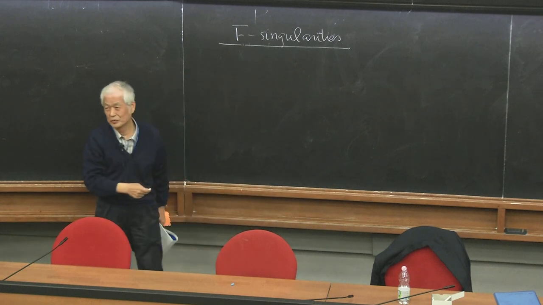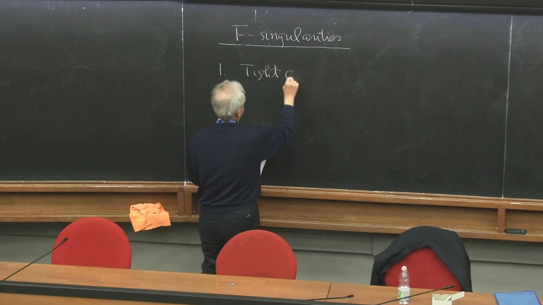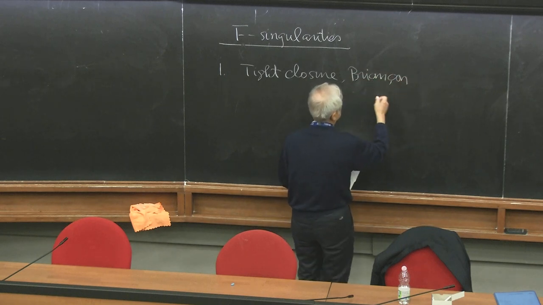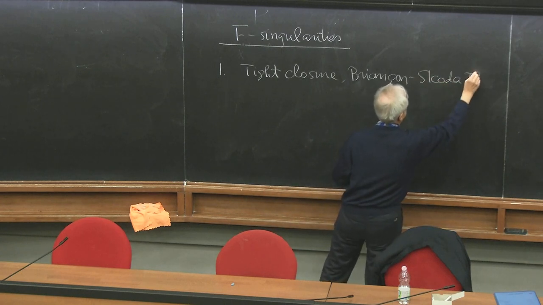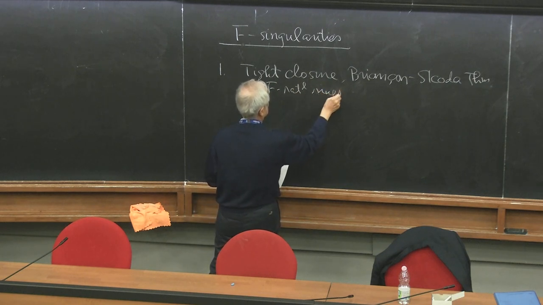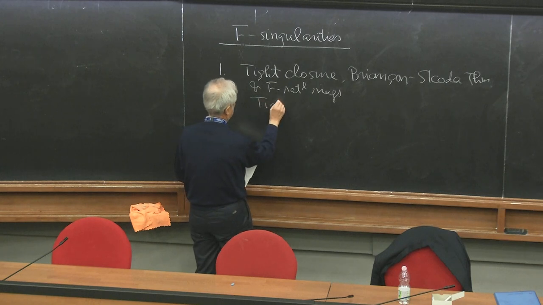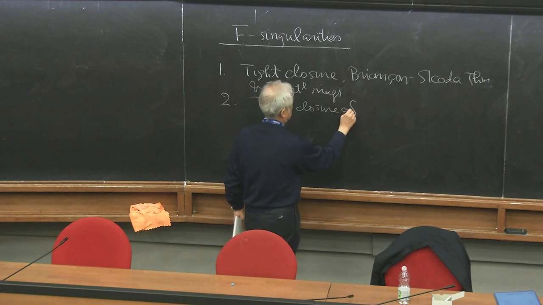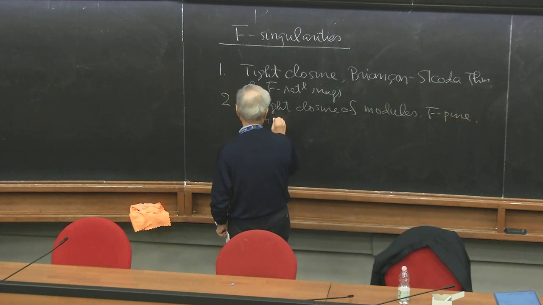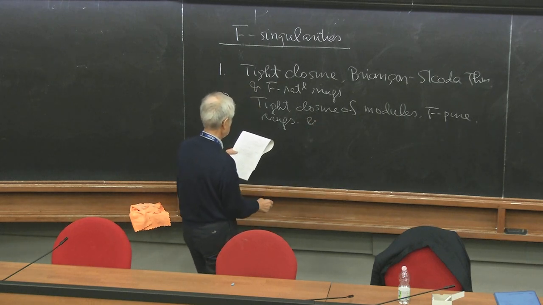So F means, of course, Frobenius. And my plan is: first lecture, tight closure. The answers could assure you. And rational rings. Second lecture, tight closure of modules. F-pure rings. And F-rational rings.